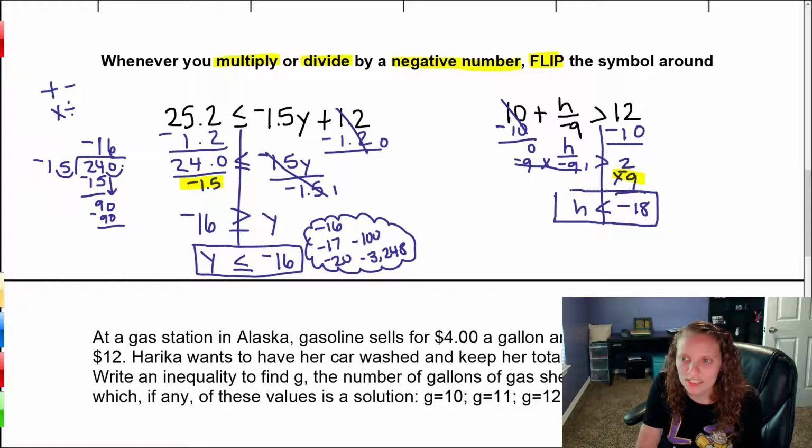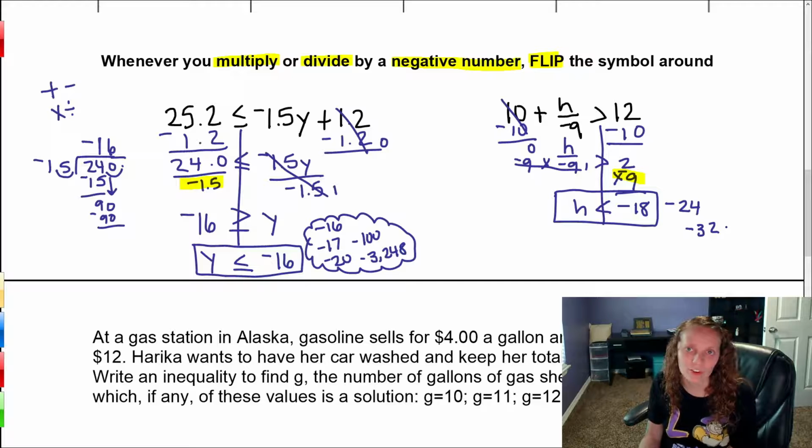h is less than negative 18. Numbers less than negative 18 would be negative 24, negative 32, and going farther and farther negative. It can't be negative 18 because it's not also equal to.